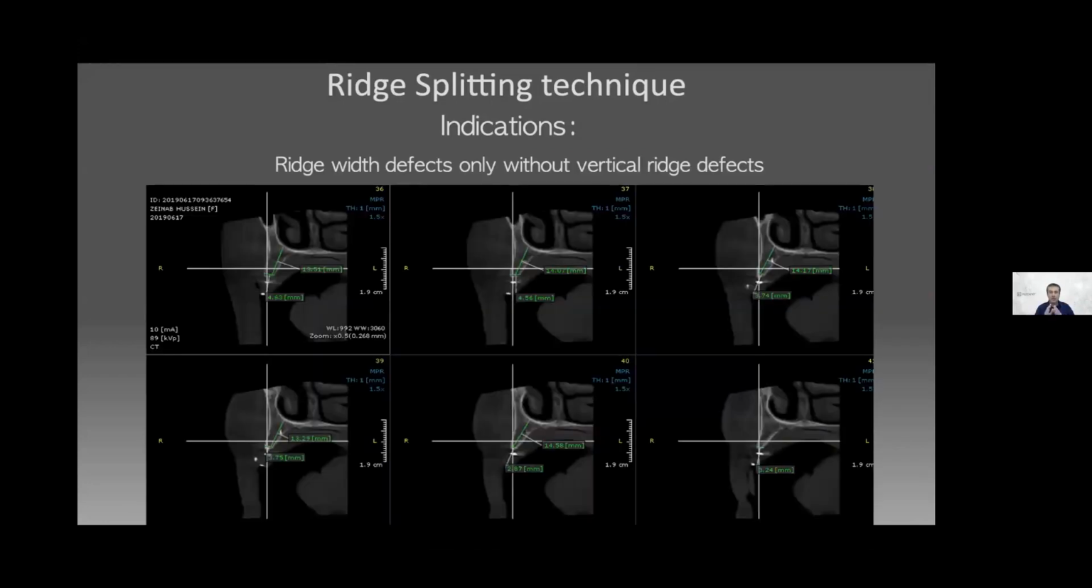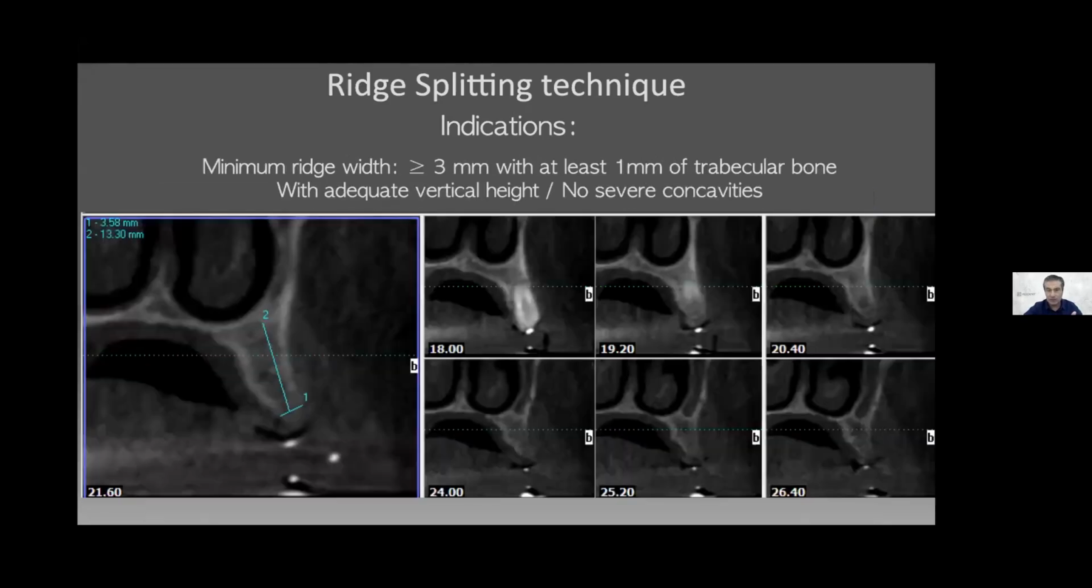about the indications. To do this technique, we should have only horizontal ridge defects without any vertical ridge defects. Secondly, minimum width: we should have at least 3 millimeters of bone in width and at least 1 millimeter of trabecular bone. If we don't have 1 millimeter of spongious bone, we cannot do this technique, because if we try, where we are dividing, the bone will fracture. So we need 1 millimeter of spongious bone with adequate vertical height and no severe concavity lingually or buccally.